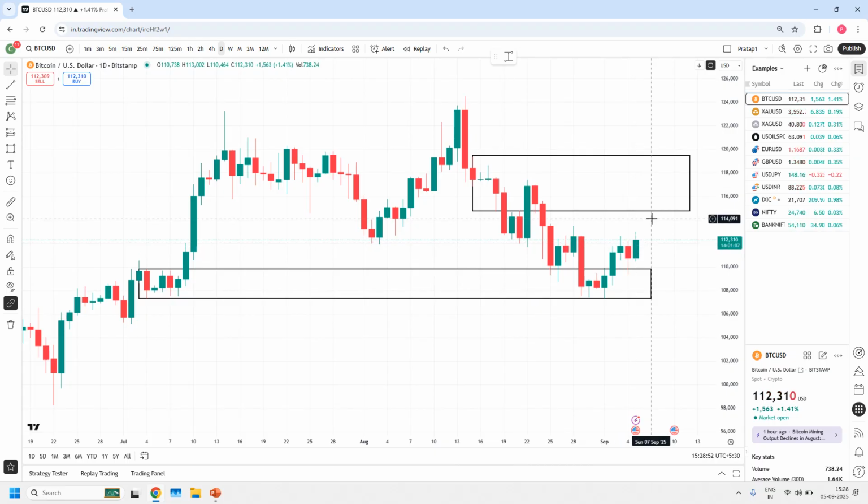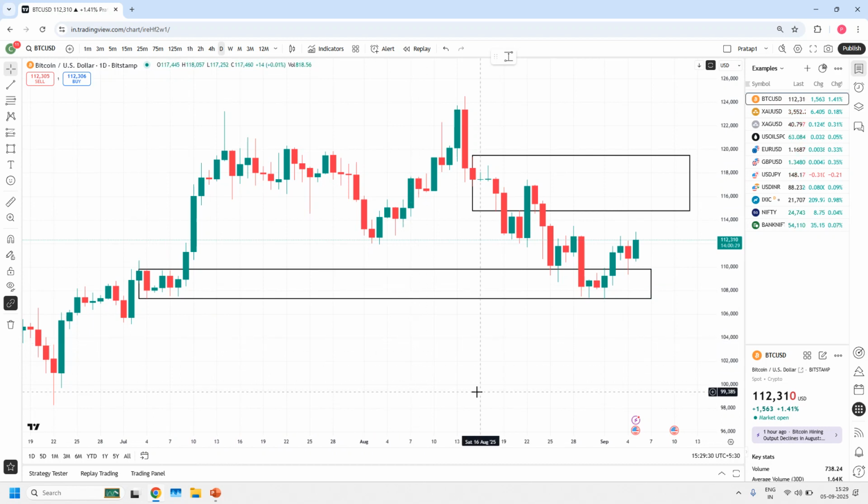But what did we notice? In any demand zone or supply zone, three important components will be there. One is a leg in, another is base candles, and the third is a leg out. If the leg out is a rally candle, it is a demand zone, and if the leg out is a drop candle, it is a supply zone. Now we have drawn here a demand zone and here a supply zone. So this is what we have drawn in the Bitcoin chart. The same thing you can draw in any kind of chart.